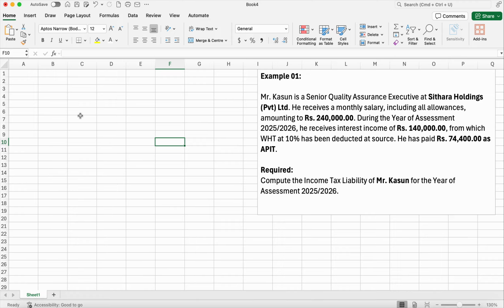Then this is the example one I'm going to discuss today. Then we'll discuss one by one with some detailed scenarios. This is the basic one, so let's move to example one.